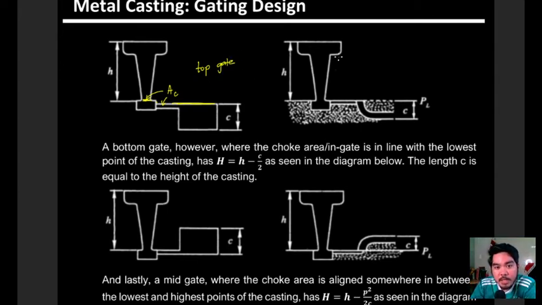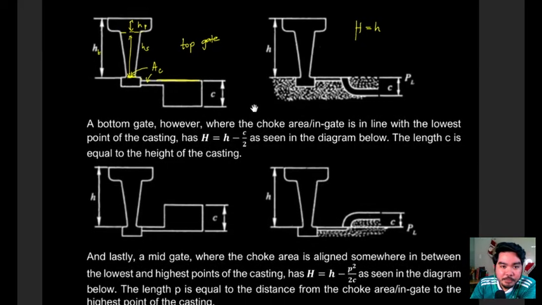Okay, so this is a top gate. So if it's top gate, the equation for the effective metal head, which is given as the capital H, is just equal to the sprue height, the total height of the sprue configuration, which is given as h. So etong sprue height na to, h, will include the pouring cup height, no? So etong total na to will include yung height ng pouring cup as well as the height ng sprue natin. Okay?